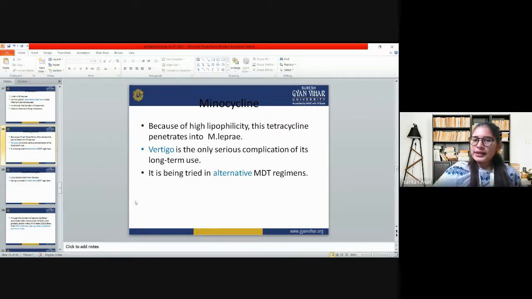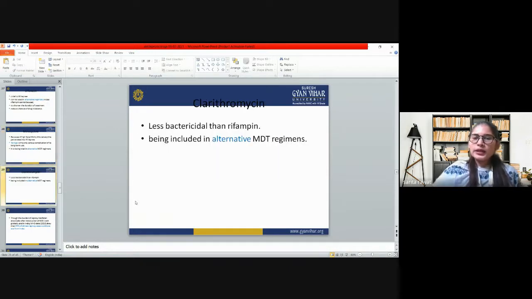Now, the next drug is minocycline. Minocycline, because of its high lipophilicity, this tetracycline penetrates into M. leprae, and vitiligo is the only serious complication of its long-term use. It is being tried in alternative multi-drug treatment regimens. Now, the next drug is clarithromycin. Clarithromycin is less bactericidal than rifampicin, and it is being included in alternative multi-drug therapy regimens.